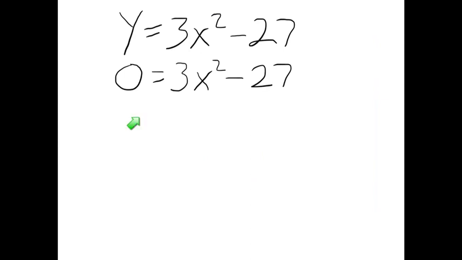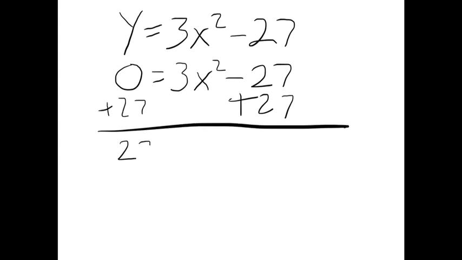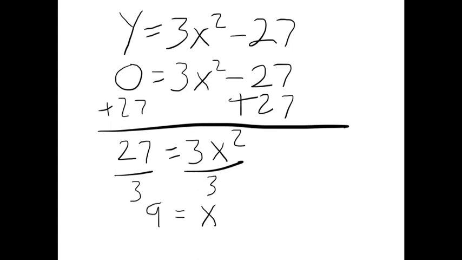We start by taking the original equation, and we set it equal to 0. Setting it equal to 0 means we're assuming that the value of y is 0, like we saw on the graph on the previous page. We still have the 3x squared minus 27, and we're going to try and solve for x. Let's see what happens. We start by adding 27 to both sides, which gives us 27 equals 3x squared. Divide both sides by 3, and that leaves us with 9 equals x squared.